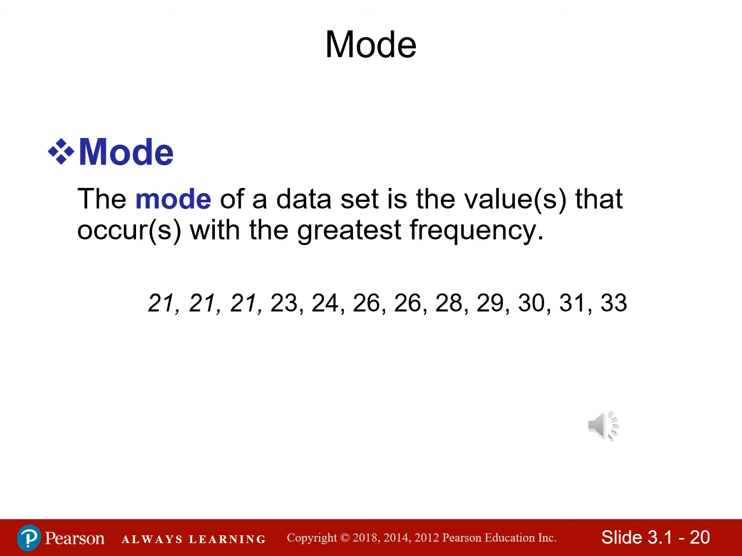The mode of a data set is the value that occurs with the greatest frequency. For example, in this data set, we see that the number 21 appears 3 times, and so it's the most frequently appearing number in our data set. So for this data set, our measure of center known as the mode would be 21. The mode is not used very often with quantitative data, but it is the only measure of center that can be used with qualitative data.